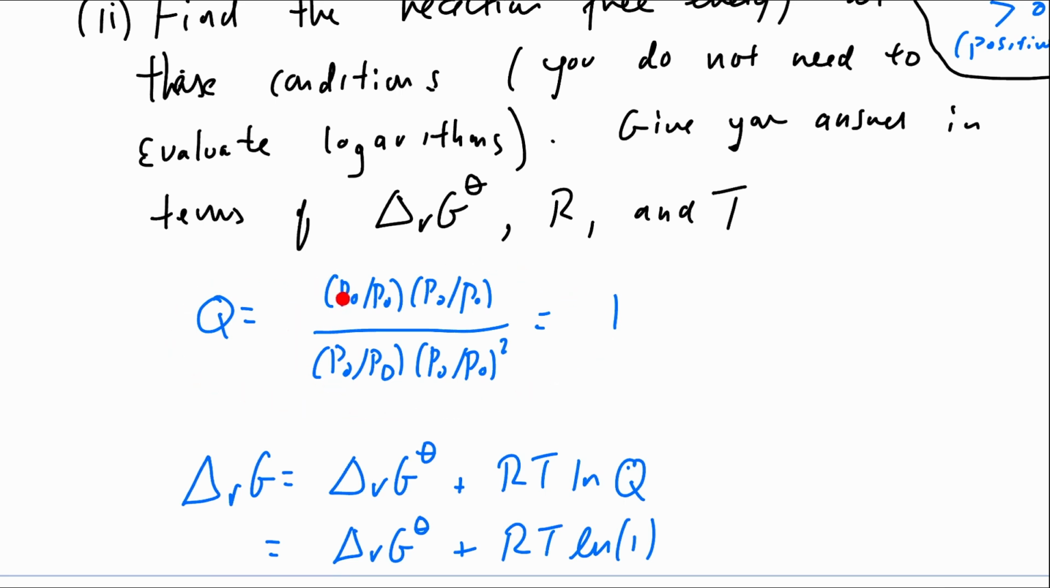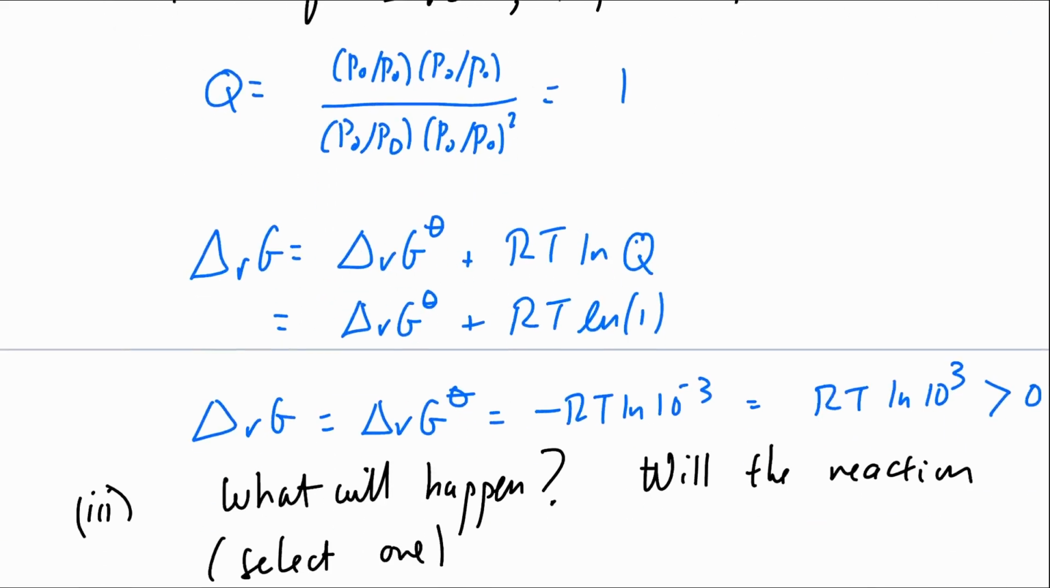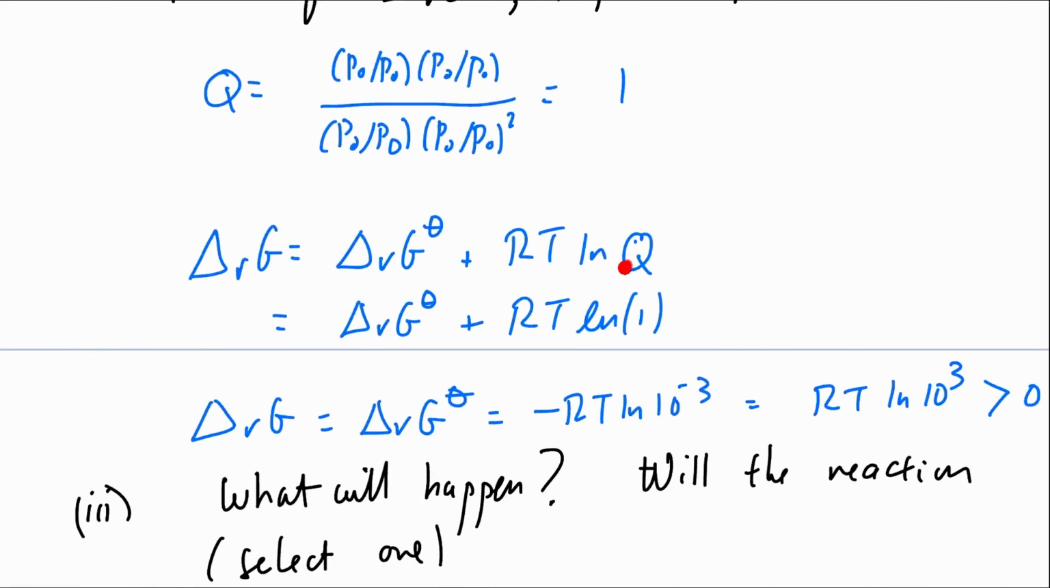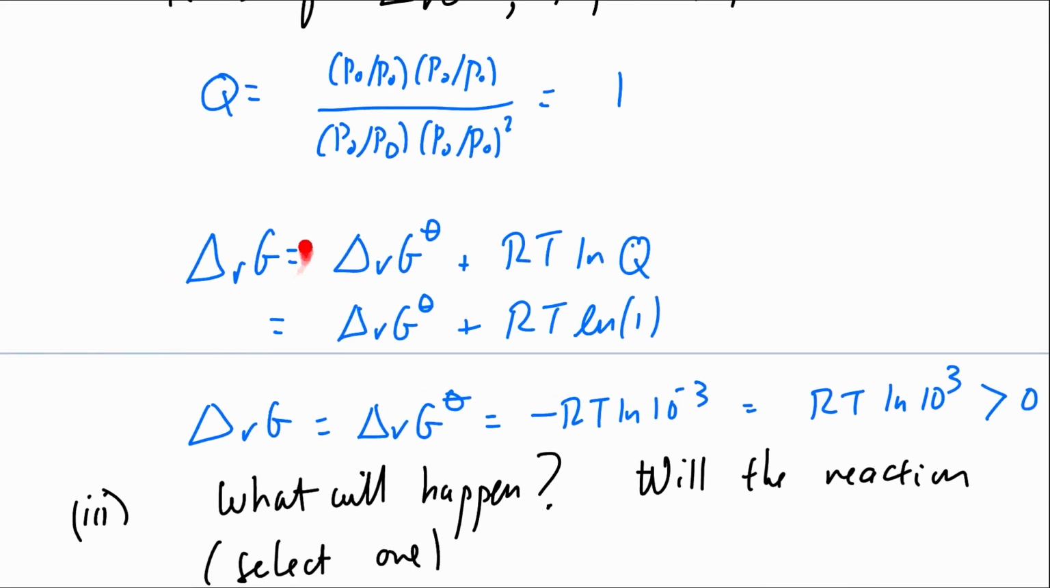So I calculate Q, and everywhere I see a P_C, a P_D, a P_A, and a P_B, I put P naught in. And so I've got P naught over P naught, P naught over P naught, P naught over P naught, P naught over P naught squared. That's pretty good. I said that pretty fast. After a lot of algebra, I get 1. So Q is equal to 1. And if I put that in here, it turns out delta G of the reaction is actually equal to the delta G at the standard state of the reaction. That's what I get. How could I get that?